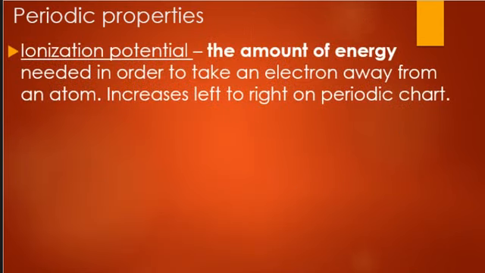Okay. So this brings us to our periodic properties. Ionization potential is the amount of energy needed. How much energy do I need? To the left, not much. To the right, more, in order to take that electron away. It increases from the left to the right of the chart. You might have this blank. Do you? No? Okay.